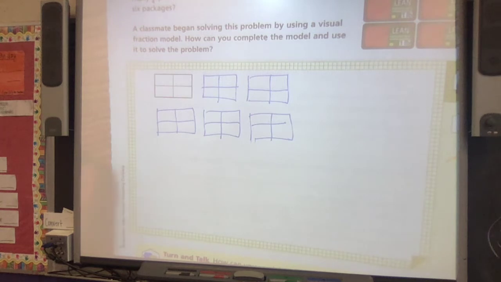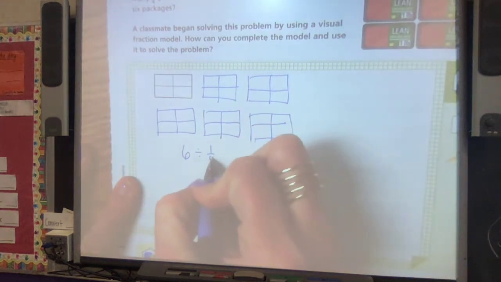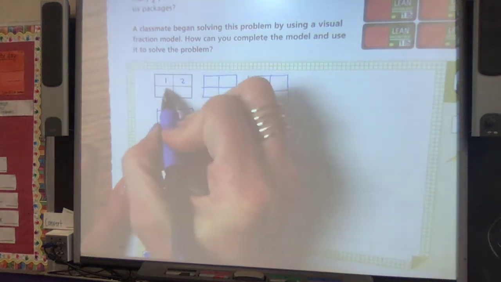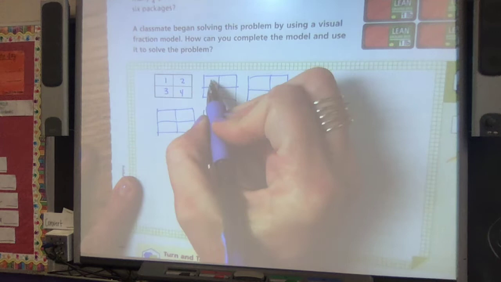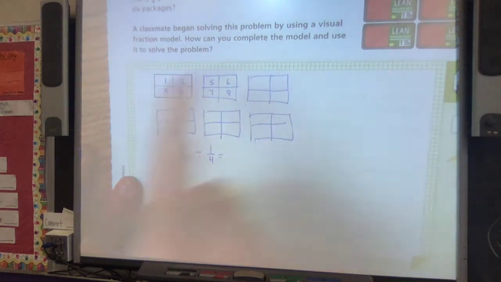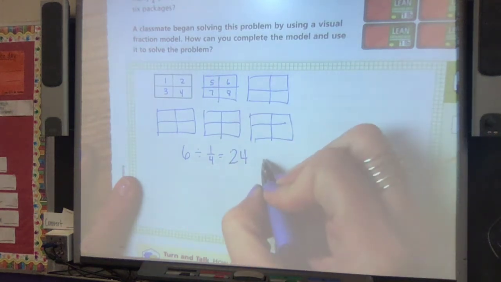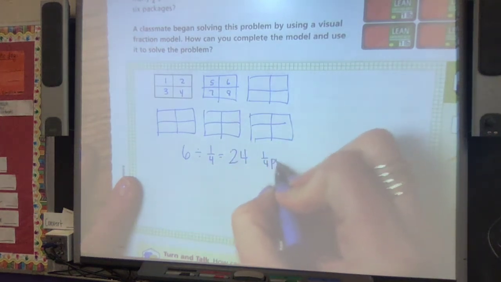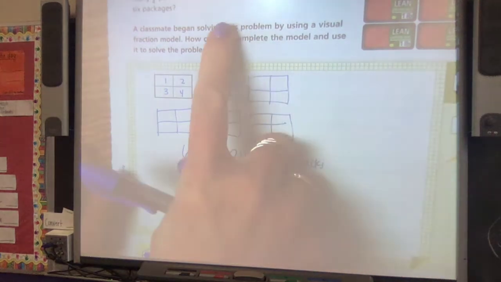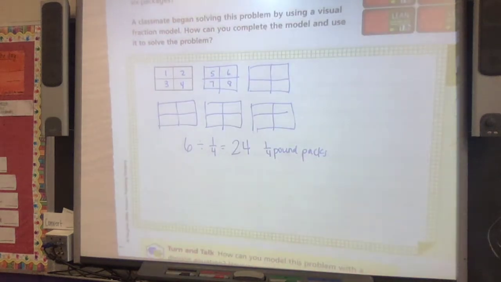Well, we're saying 6 things divided into fourths. Now we have how many things? 1, 2, 3, 4. And we keep counting 6, 7, 8, 12, 16, 20, 24. So now I have 24 1/4 pound packs. So I can make 24 hamburgers with all of this hamburger meat.